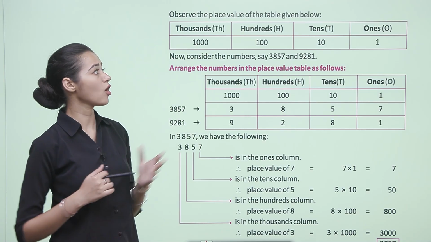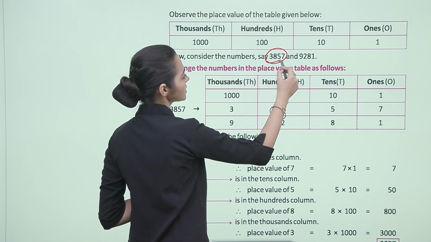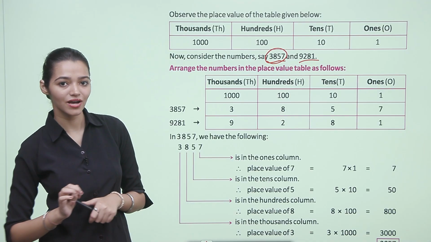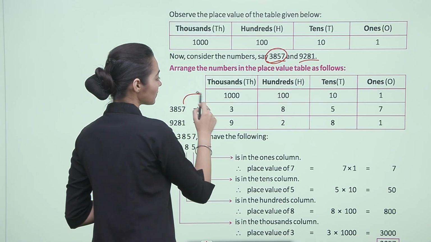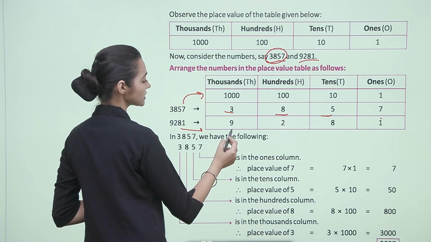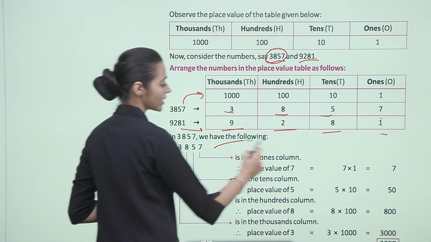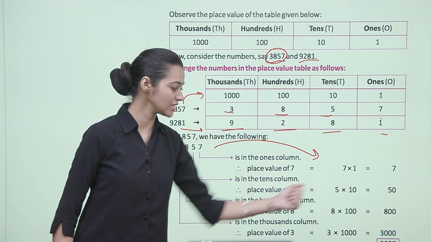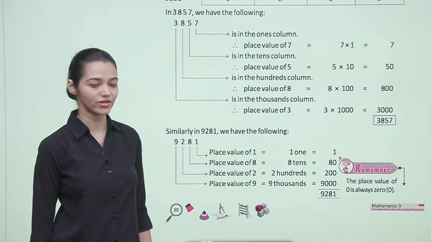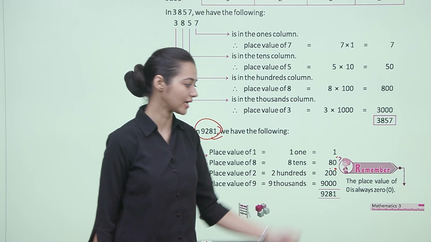Now in the next one, when we observe the place value table given below, we will consider the numbers 3857 and 9281. Now we will arrange them according to the place value table as follows. Here the place values for the first number are 3000, 800, 50 and 7, and the place values for the second are 9000, 200, 80 and 1. So we write the ones place, that is 7, 50, 800 and 3000, which makes 3857. Similarly, we write the place values for this number, and they will be 1, 80, 200 and 9000.